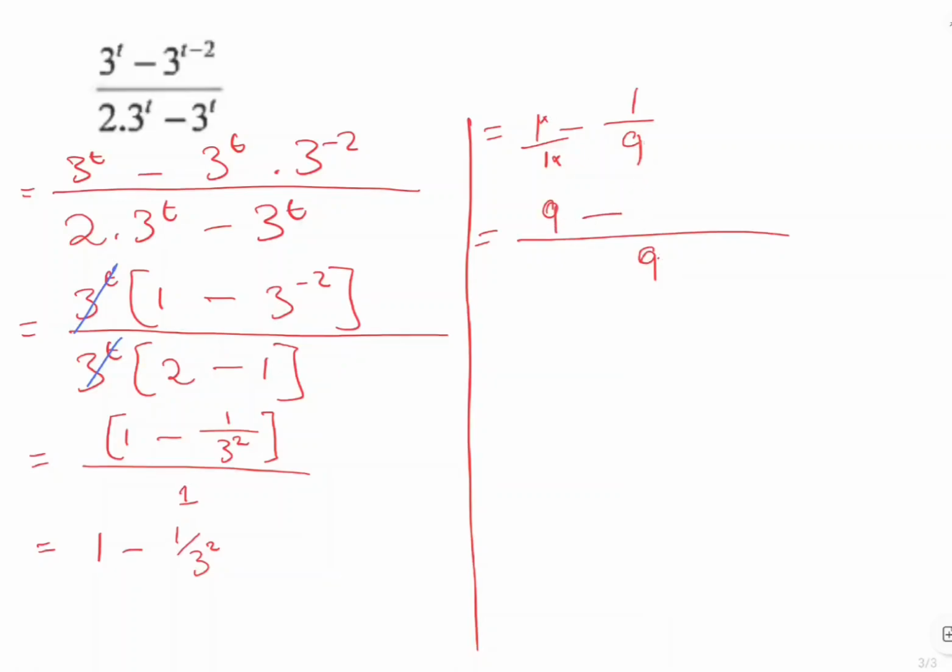Then we say minus: how many times does 9 go into 9? 1 time. Then 1 times this number gives us 1. So 9 minus 1 is going to be 8 over 9. That's your answer. Thank you.